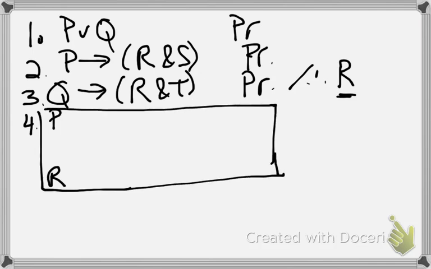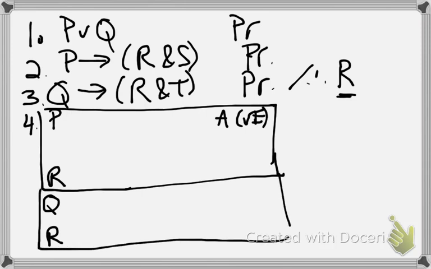I always draw my boxes right away. So this is an assumption for OR elimination. So I like to write why I'm making my assumptions. And then we're going to assume Q, and hopefully it will lead us to R. And then we can derive R by OR elimination. Okay, so let's see how this works.